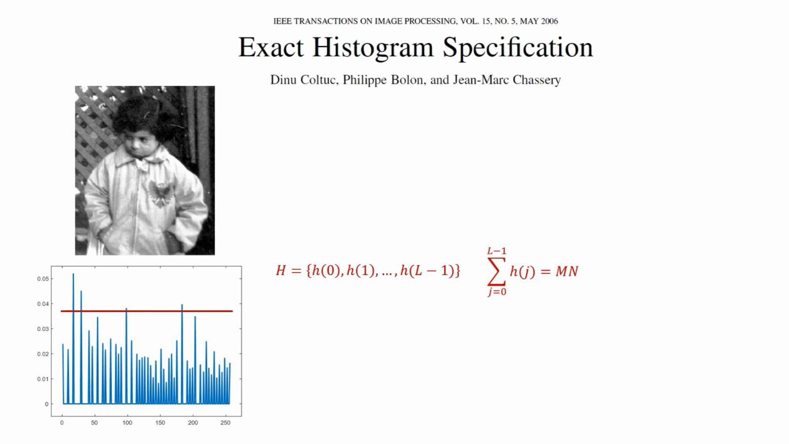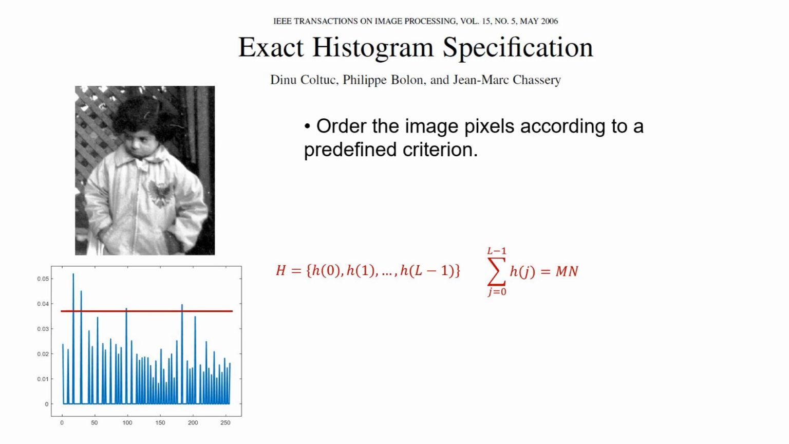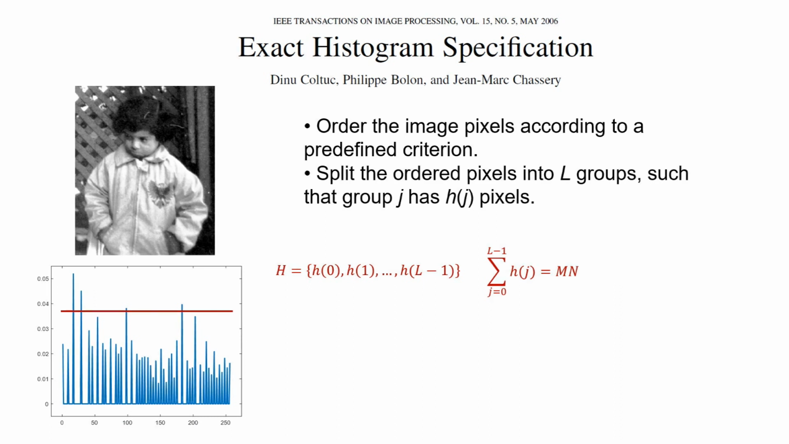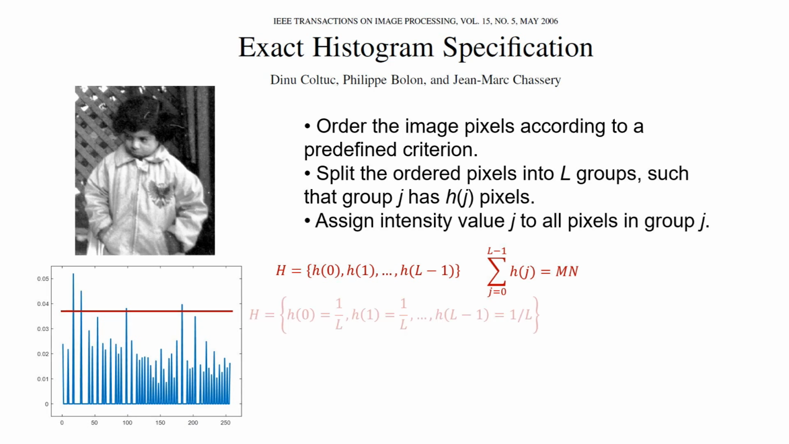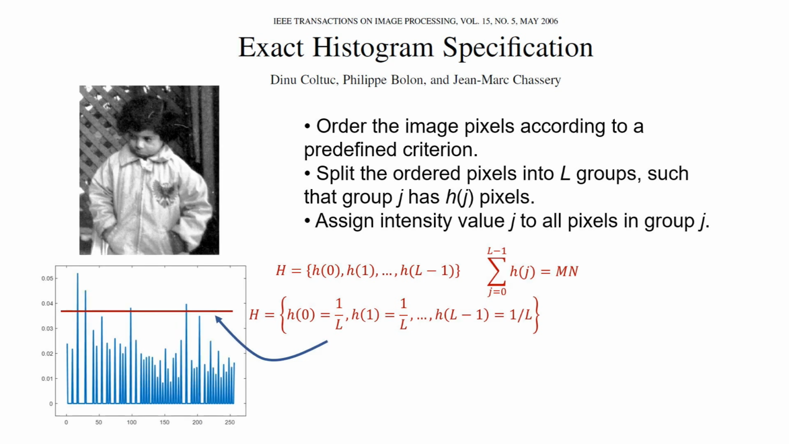In order to achieve this, we will refer to a technique named exact histogram specification. The steps involved in this technique: order the image pixels according to a predefined criterion, split the ordered pixels into L groups such that group J has exactly H of J pixels, and assign intensity value J to all the pixels in group J. As can be seen, the histogram will have equal probabilities for every gray level value.